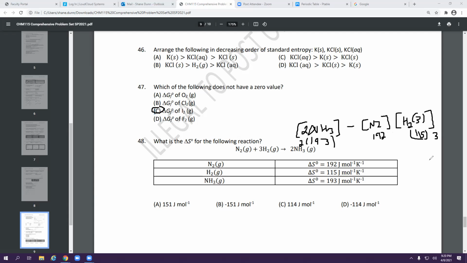Hey, just look at these problems. Can you do mental math? Is this going to be smaller or bigger than these? Just look at the hydrogen. 115 times 3 is way bigger than 193 times 2, right? So you can eliminate any of the positive answers. Good. Now you can plug it in and figure it out. You get B. Okay, does that make sense?